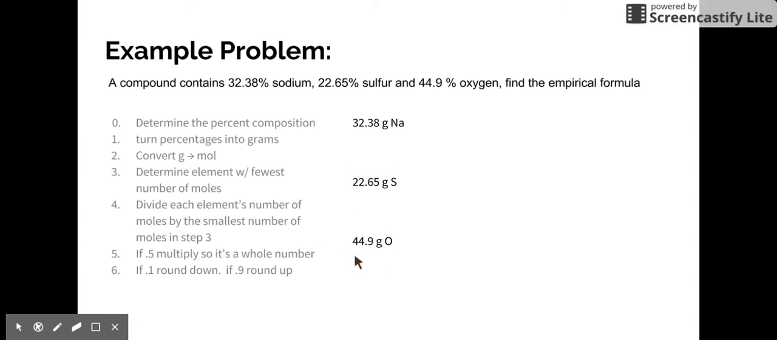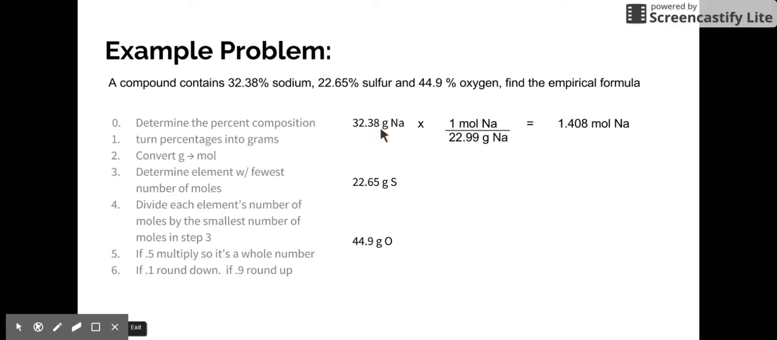So it's kind of a useful trick that scientists do. We take 100 grams of our compound. If we know the percentages, we can just convert them directly into grams. So that's what we do for the first step, turn percentages into grams. Next, it says convert grams to moles. This is where we use our molar conversions, and what I'm going to use is the molar mass of each substance.